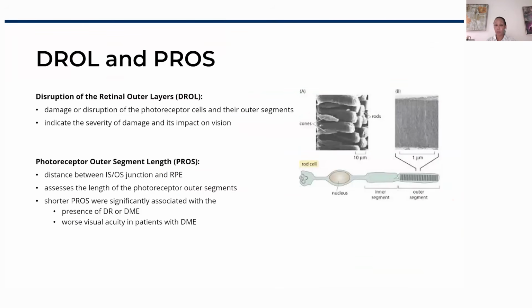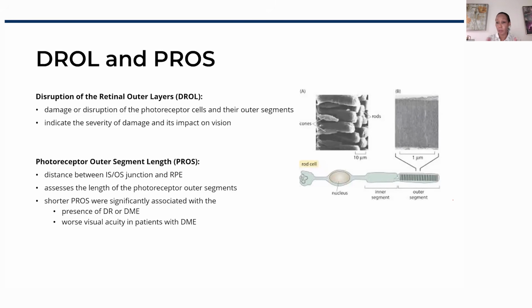So I'm just going to talk very briefly about DRIL and PROS. Basically, we don't use that now because the resolution is not something that we have in all our OCTs, where we can look at disruption of the retinal outer layers, which is damage or disruption of the photoreceptors and their outer segments, because they indicate the severity of damage. As you can imagine, photoreceptors, if damaged, will impact on vision.